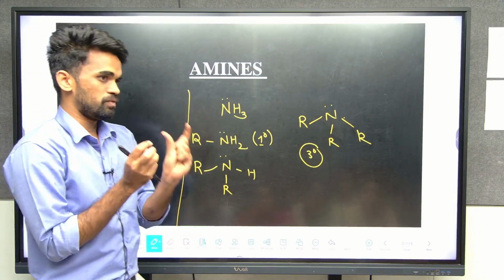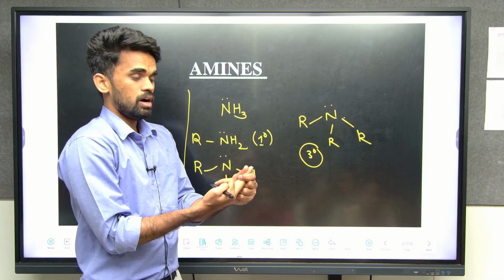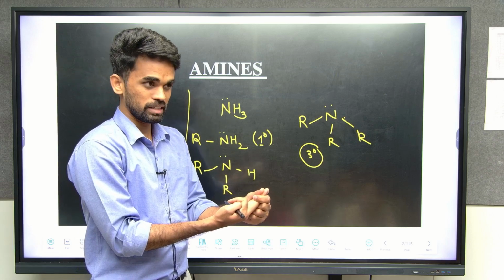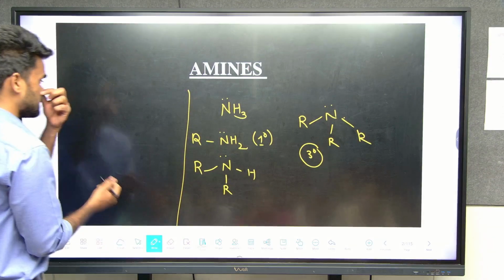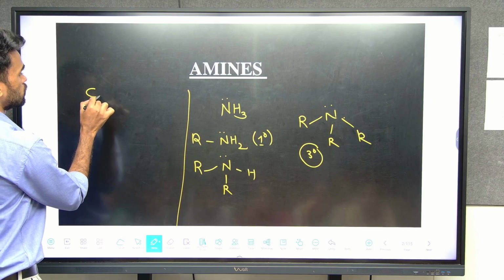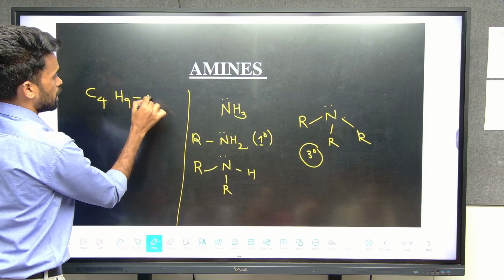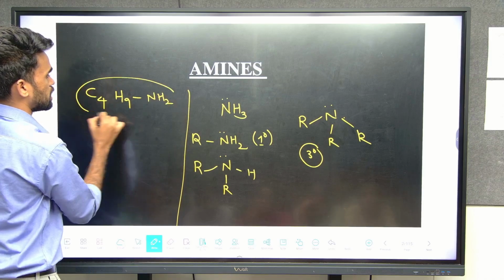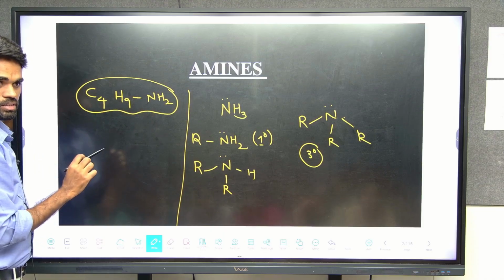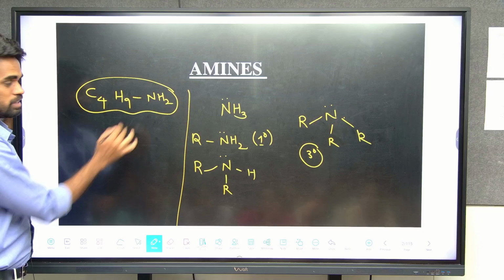Now, with the same molecular formula, primary amine, secondary amine and tertiary amines are what type of isomers? Functional group isomers. For example, I am giving you a formula like C4H9NH2. With this formula, it can be a primary one, it can be a secondary one, it can be a tertiary one.